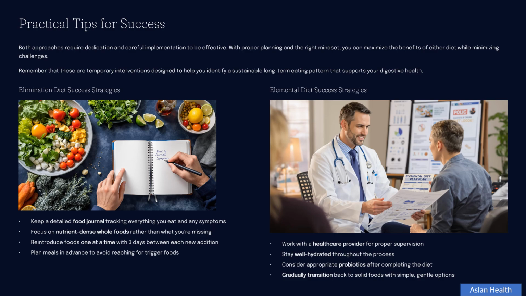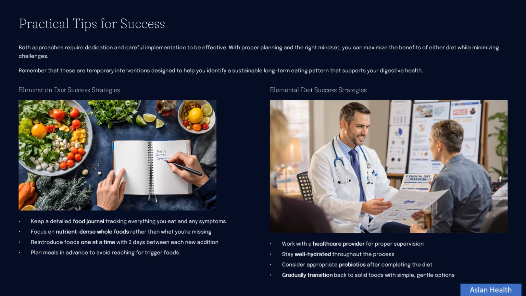So how about some practical tips for success? Well, for the elimination diet, you have to keep a food journal to track your symptoms. It doesn't do you much good to stop these food products and then have no idea whether or not it helped or didn't. So you have to track that and see what's causing your symptoms. And you stick to a whole anti-inflammatory food diet. And then you reintroduce one food at a time to pinpoint which ones trigger your symptoms.